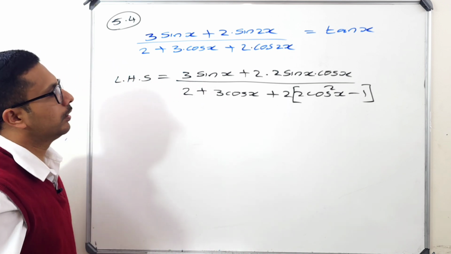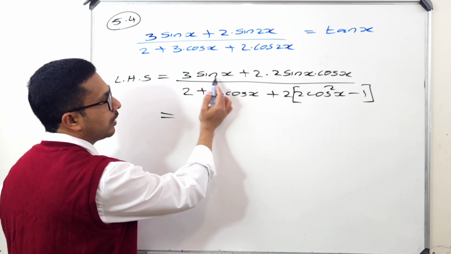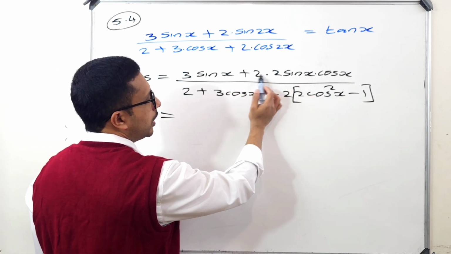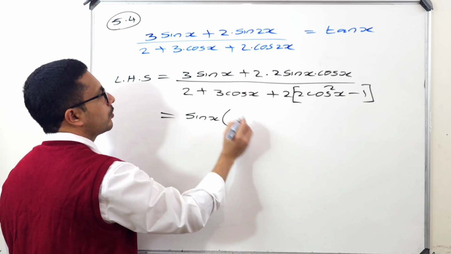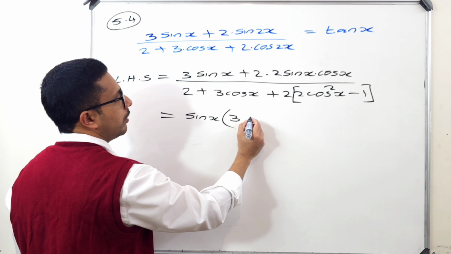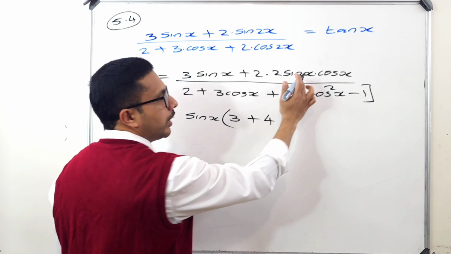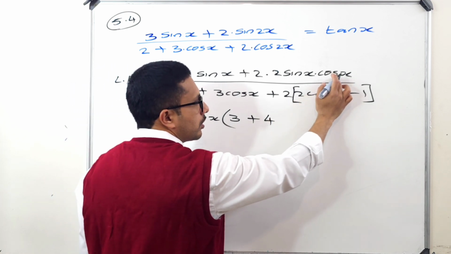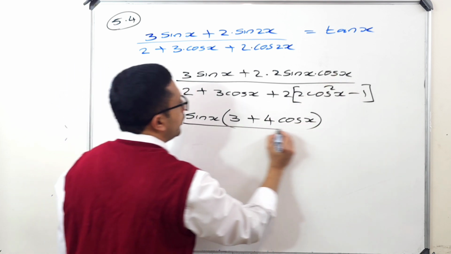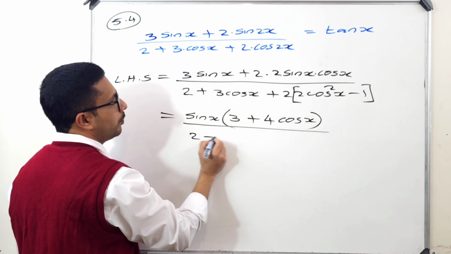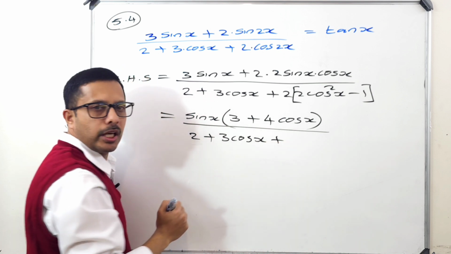Now, in the numerator, what is the common factor? Sin x is here, there is a sin x here. We can't take any number as a common factor, so take only sin x as the common factor. So what is remaining here? Only 3 left there. Then here 2 times 2, that is 4. We already took the sin x as common factor. So what is remaining here? 4 cos x. The whole divided by then 2 plus 3 cos x plus, now we can expand the bracket.